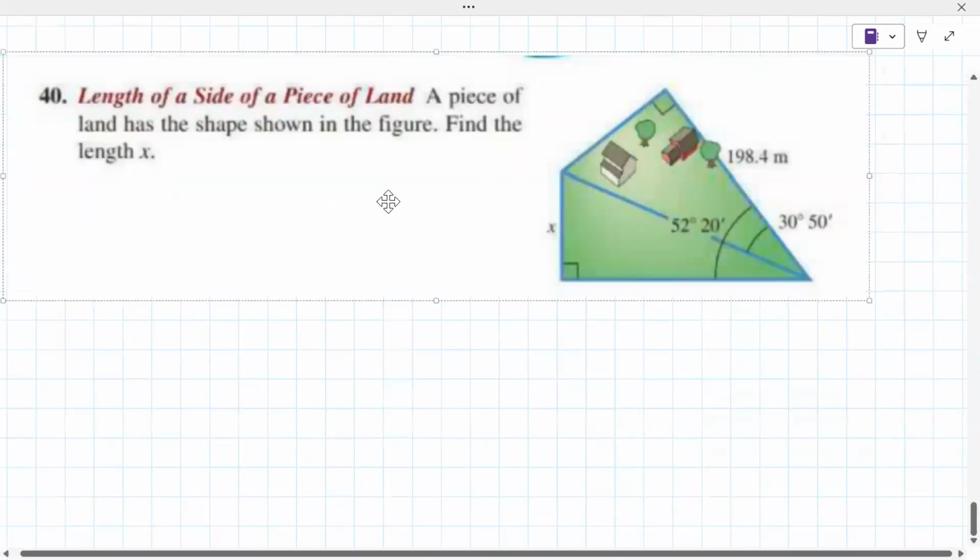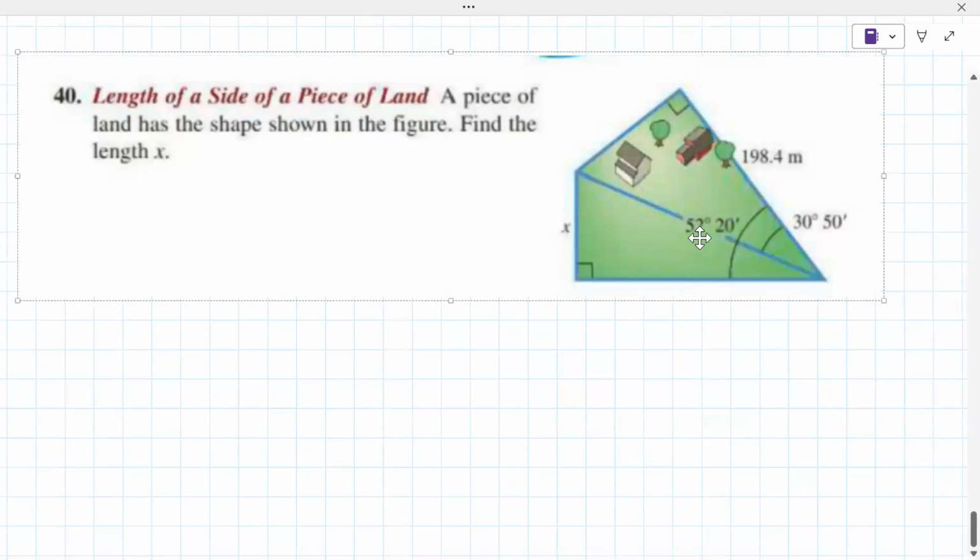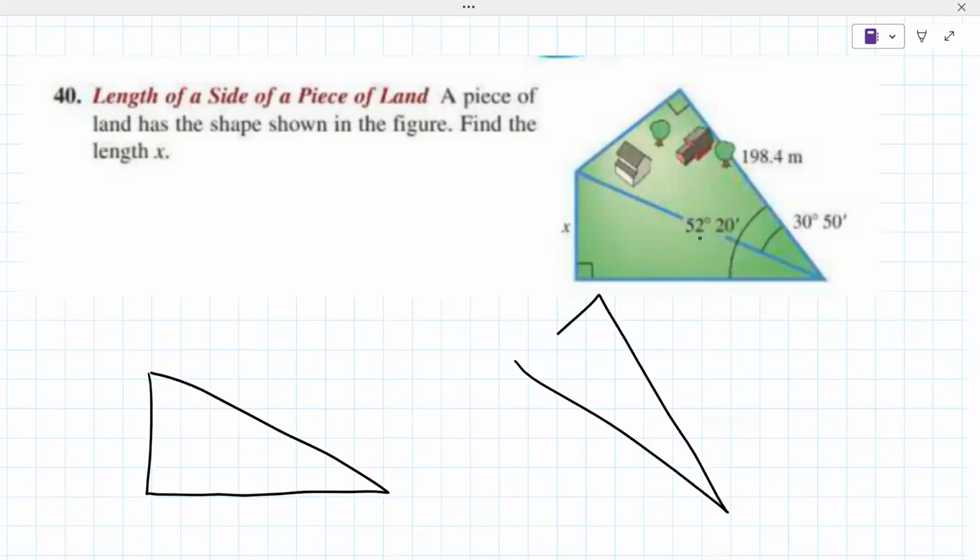All right. Length of a side of a piece of land. The thing you really have to notice here is there's a right triangle on the bottom and there's a right triangle up here. And this is 30 degrees, 50 minutes there. So you have enough to find another part of the triangle, right? You can either find up here or down here. We'll just call them B and C, for example. Do you agree that you could find either B or C in this problem?